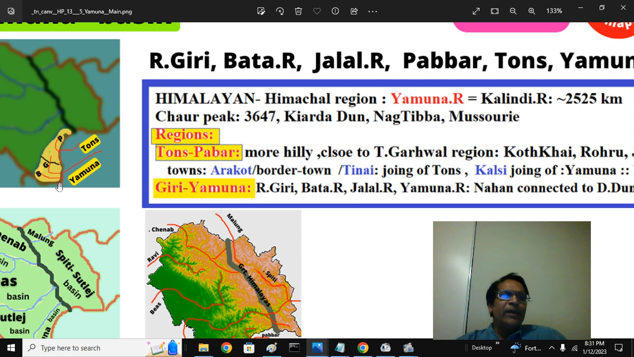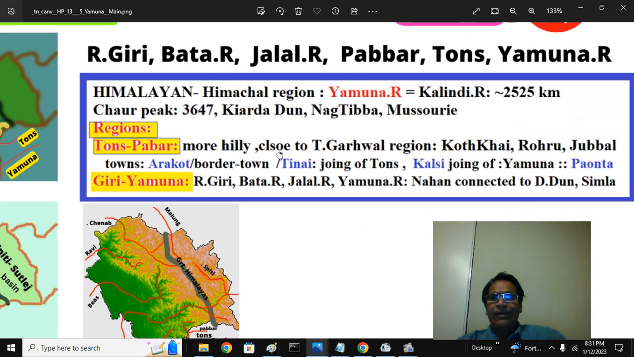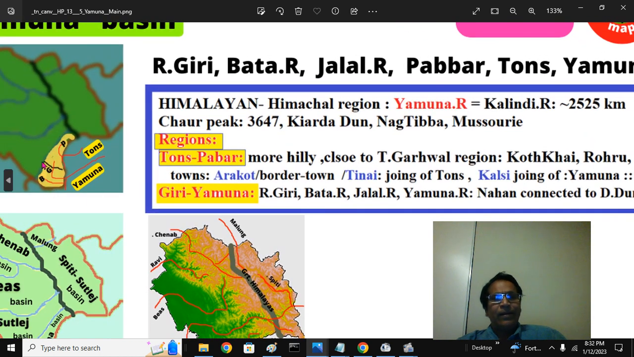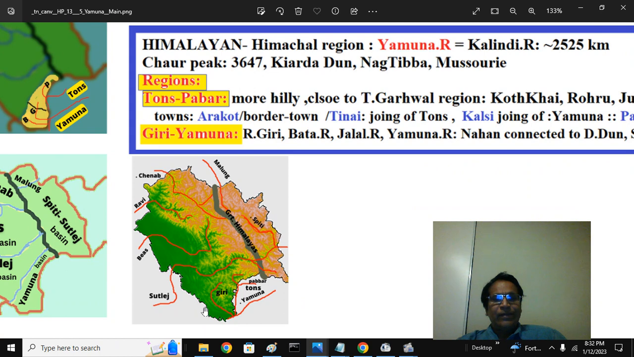At Payanta Sahib it leaves the province and continues its journey at Hathni Kund, Tajawala, Yamuna Nagar, Kunjpura, Baghpat, Loni and Delhi, and so on. That is the Tones Pabbar region, the Yamuna Giri region, the Giri region, the Bata River, Giri River, Yamuna River, and Nahan is connected to Dehradun here and Simla. So that is the Giri River and so on.